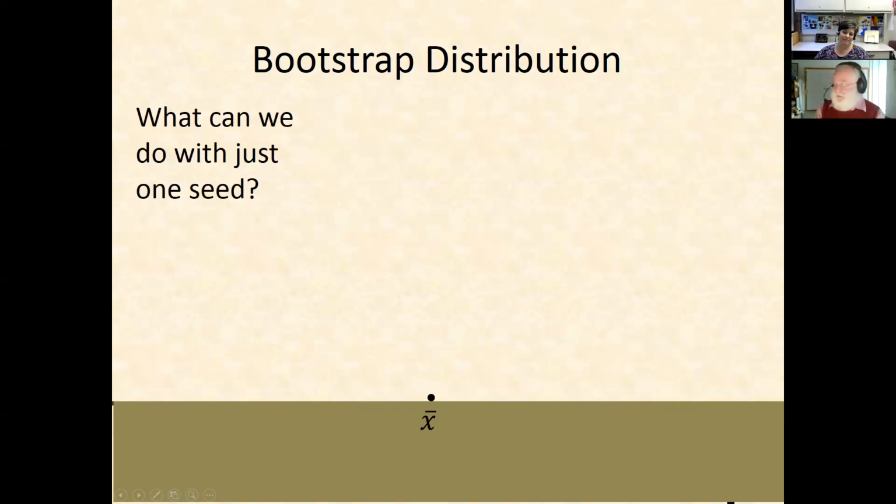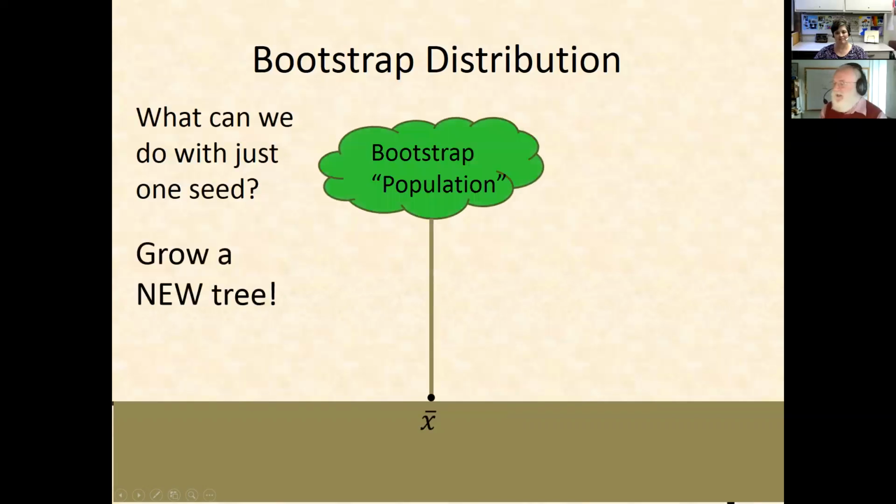Obviously, if we had lots of time, the idea would be we'll grow a new tree. And that's exactly what the bootstrap procedure does. It takes the information in that sample, all the genetic information about that tree, and it grows a new one. And that becomes our bootstrap population.